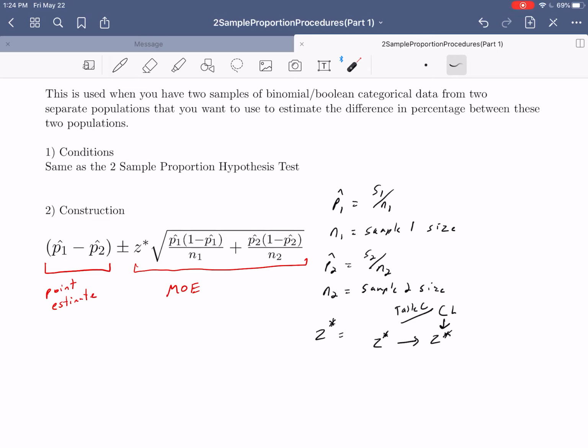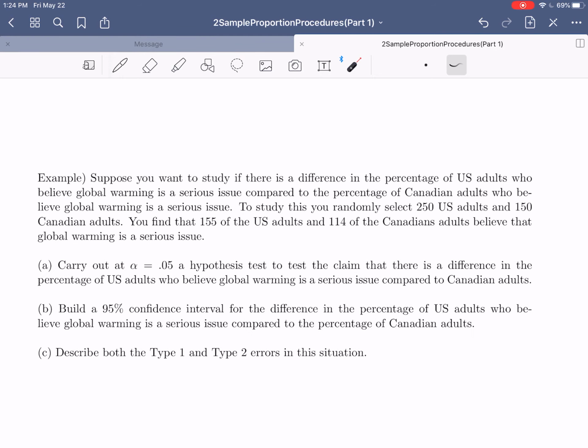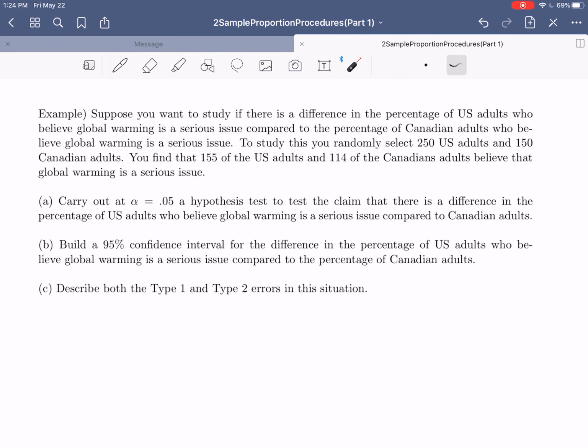So let's go ahead and take a look at an example here. Suppose you want to study if there is a difference in the percentage of U.S. adults who believe global warming is a serious issue compared to the percentage of Canadian adults who believe global warming is a serious issue. To study this, you randomly select 250 U.S. adults and 150 Canadian adults.